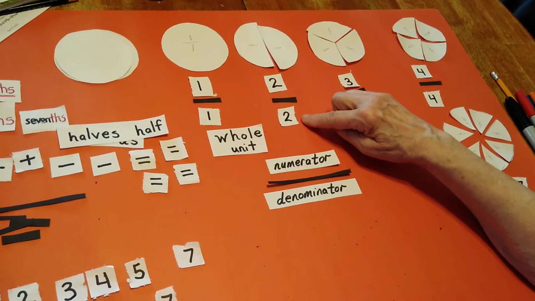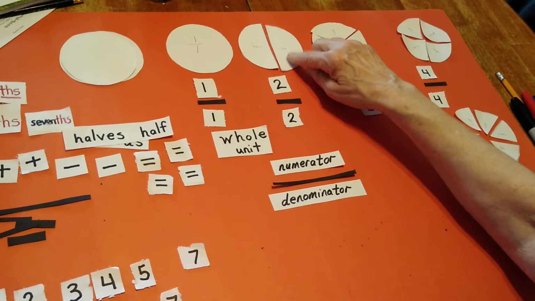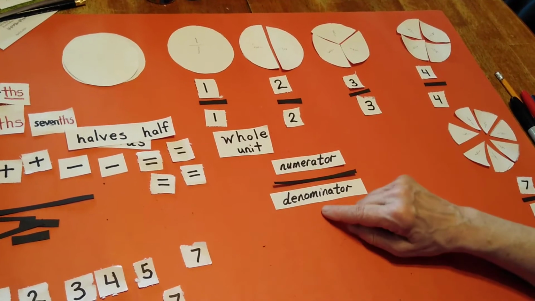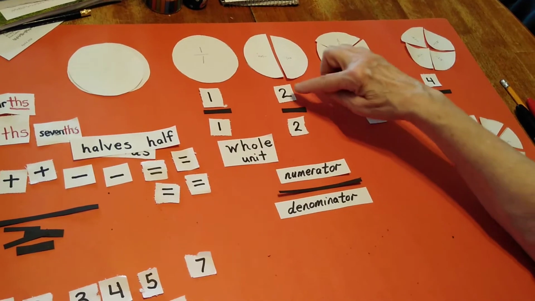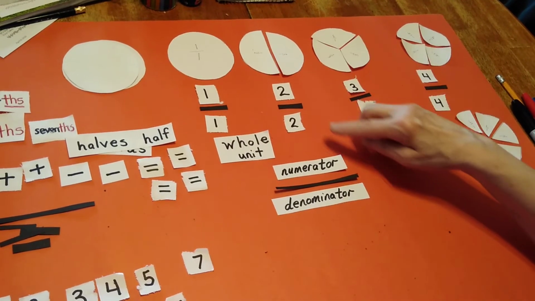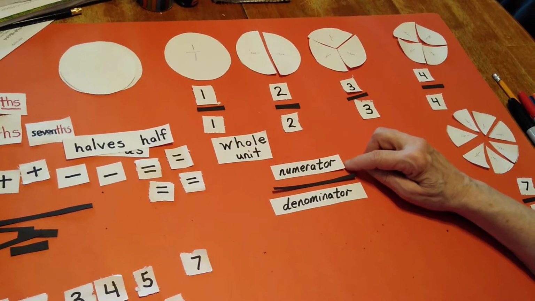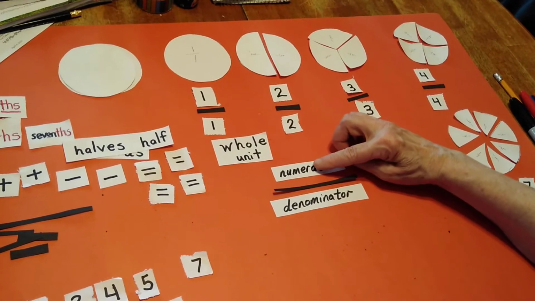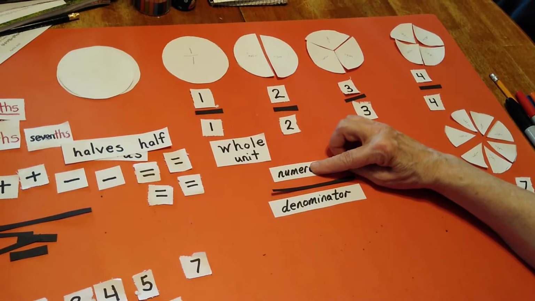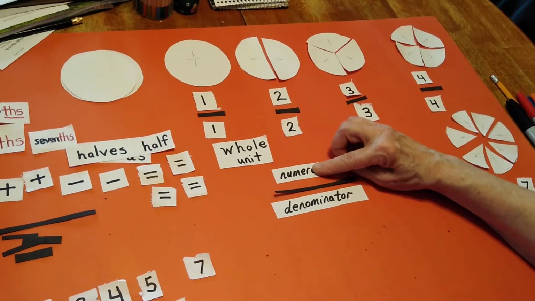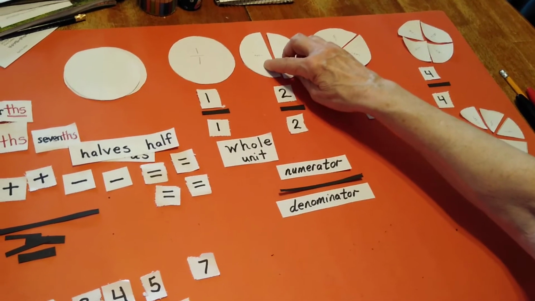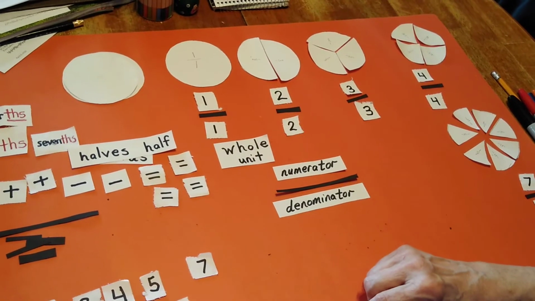In this case, there are 2 equal pieces. 2 is the denominator. Above this fraction line, we have another number. This number is called the numerator. Numerator comes from the word numer, which means number. It tells us how many of these fraction pieces we're going to be dealing with.